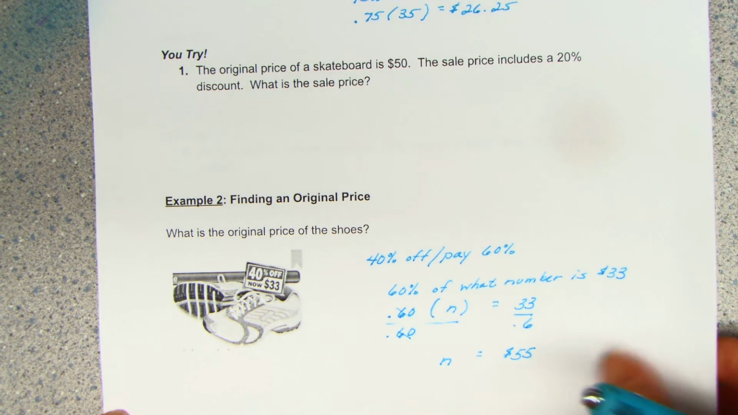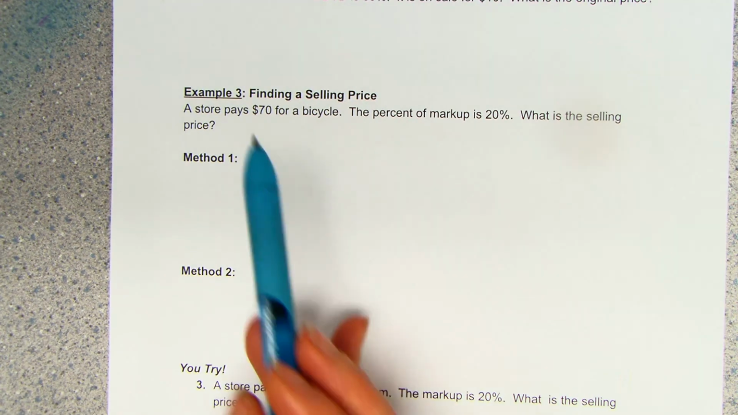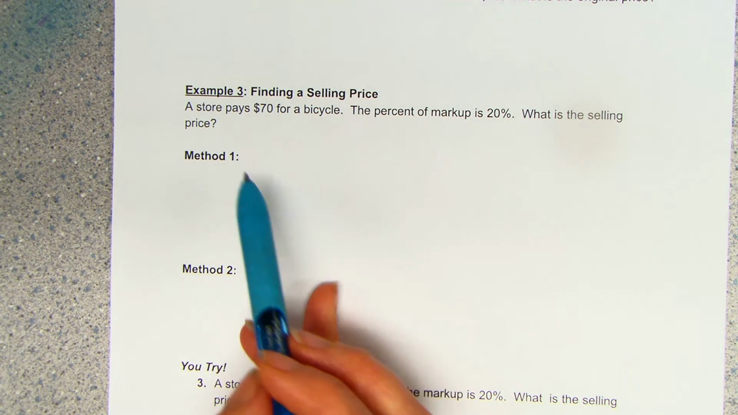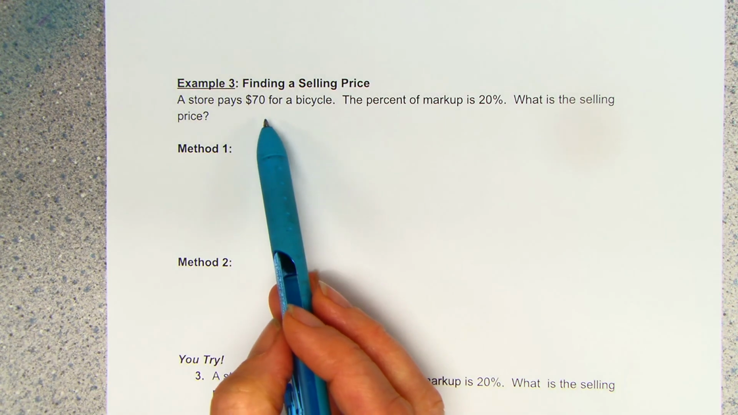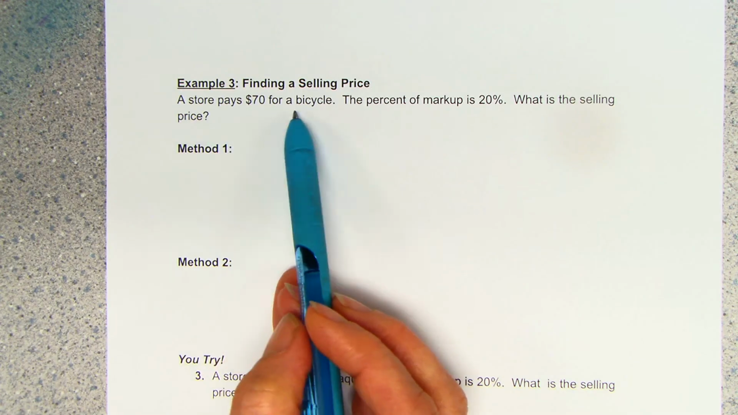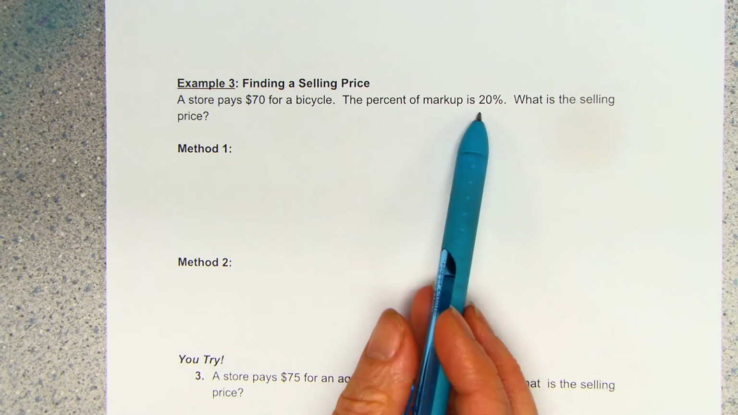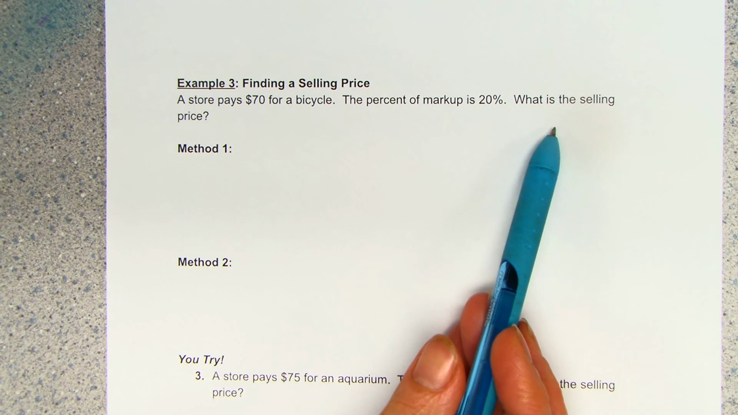Okay. Maybe we'll do the other one as a proportion so we can see them both ways. All right, and then you have a Try-it, which is virtually identical. And then the last one, for example 3, you are finding a selling price. All right, so now we're going to have a markup. A store pays $70 for a bicycle, and then they're going to mark that up 20%. What is the selling price? Oh, this is a nice one too.